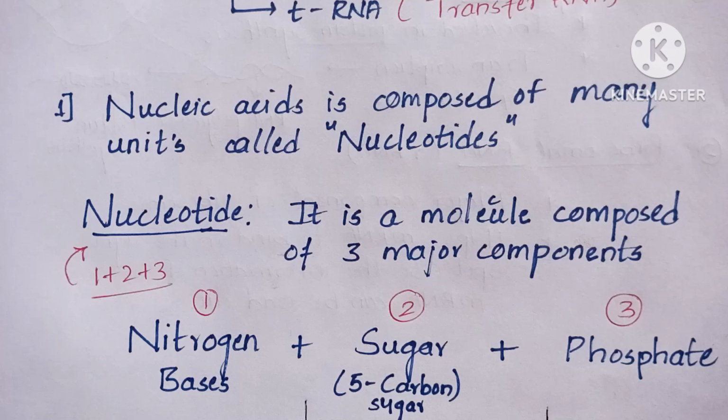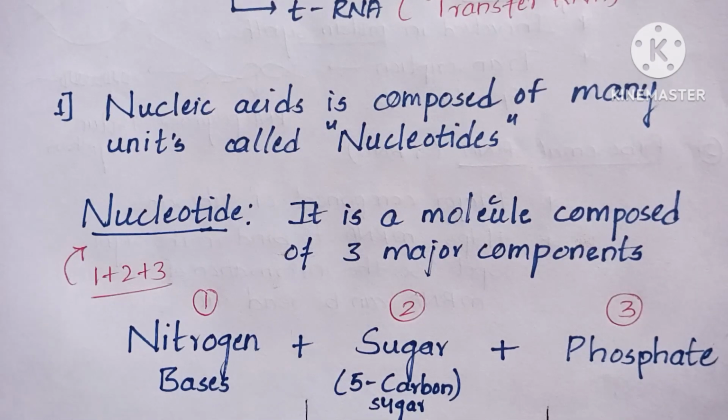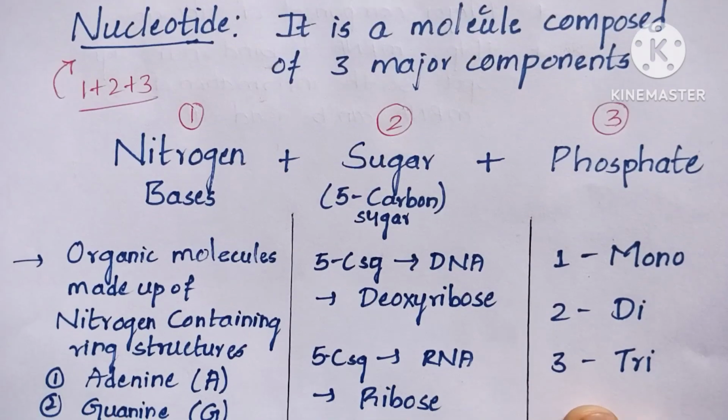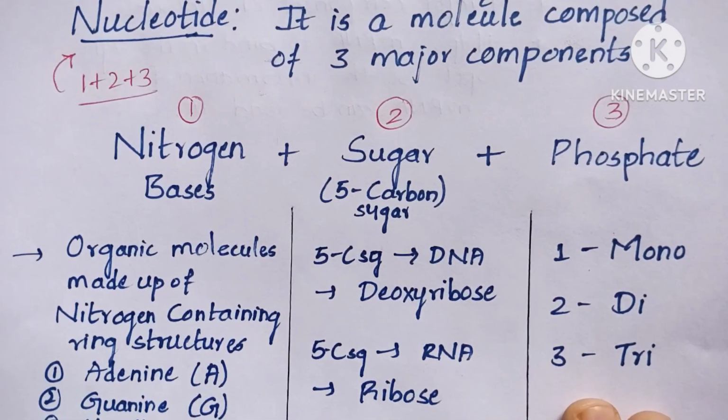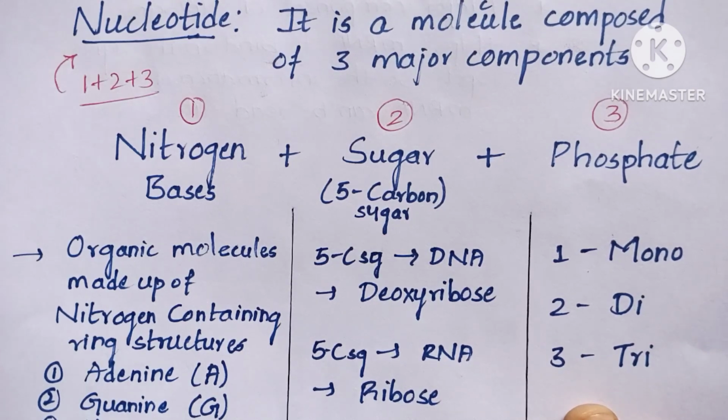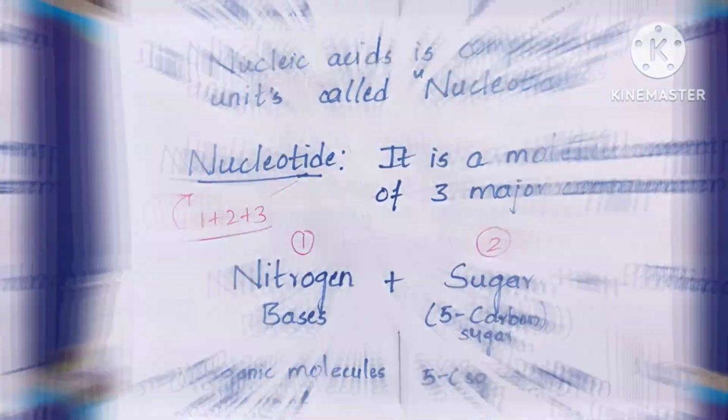If this 5-carbon sugar is present in DNA, it is known as deoxyribose sugar. Similarly, if it is present in RNA, it is known as ribose. Whereas for the phosphate, if there is a single phosphate, it is known as monophosphate. If there are 2 phosphates, it is called diphosphate. If there are 3 phosphates, it is known as triphosphate. Altogether, this forms the nucleotide.